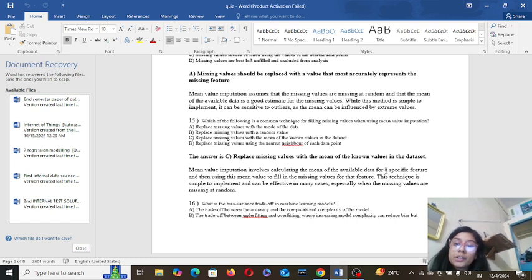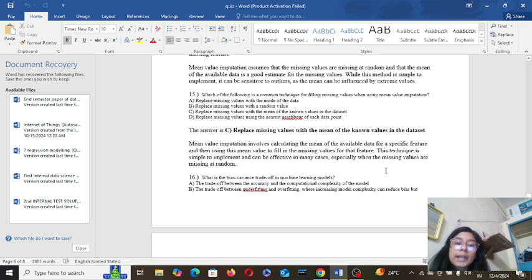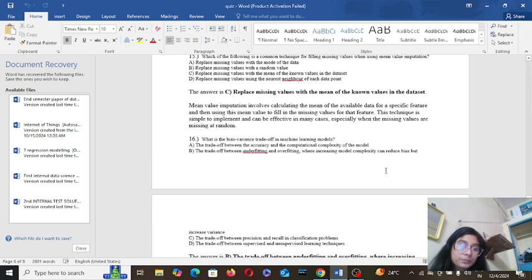Now the next question is, which of the following is a common technique for filling missing values when using mean value imputation? So the answer is C. Replace missing values with the mean of known values in a data set. Mean value imputation involves calculating the mean of the available data for a specific feature and then using this mean value to fill in the missing values for that feature. This technique is simple to implement and can be effective in many cases.